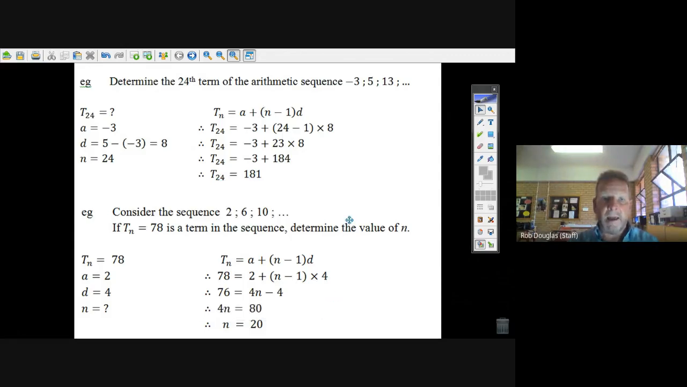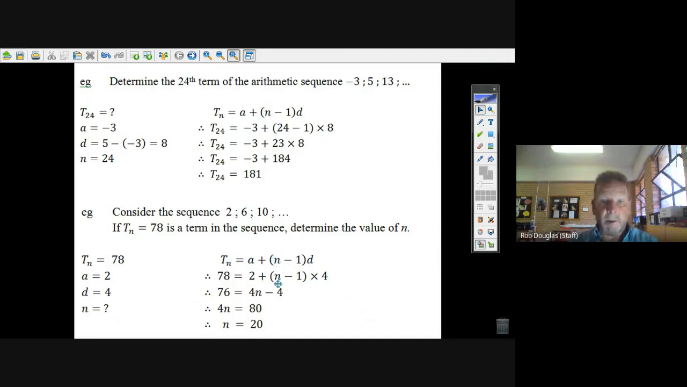Okay, let's take a look at this question here. What if you're given that a certain term, we don't know which term it is, so we don't know what n is, that Tn is equal to 78. So some term is equal to 78. You're given the sequence 2, 6, 10, and you're asked to find what n is. Which term is it? Well, Tn, the term you're looking for, that's 78. It's always Tn equals A plus n minus 1 times D. That's the formula for finding any term in an arithmetic sequence.